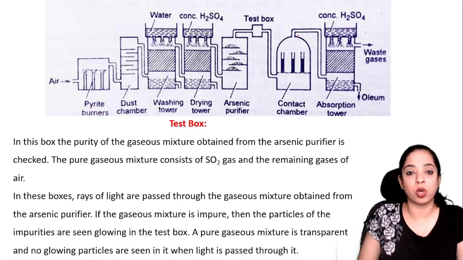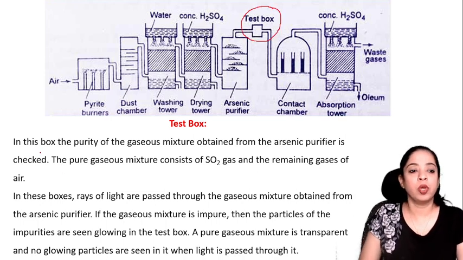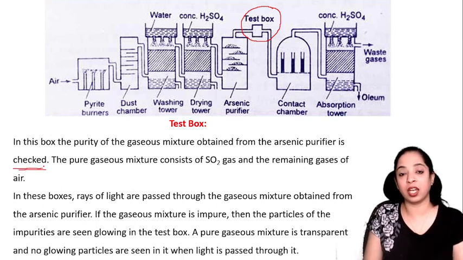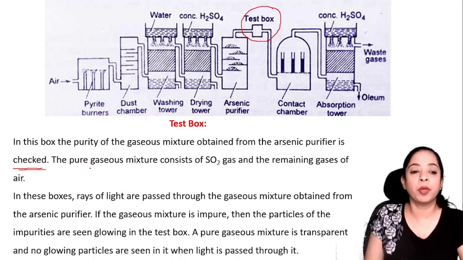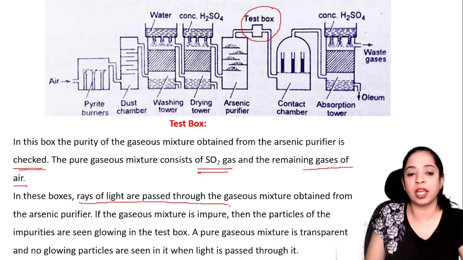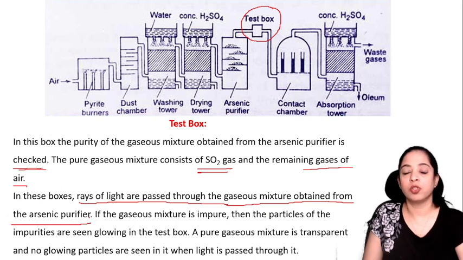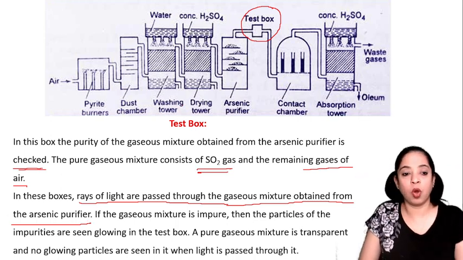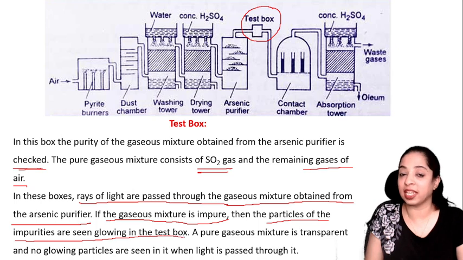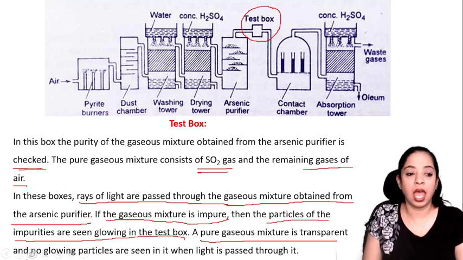Okay. Now comes the test box. Here is the test box. In this box, the purity of the gaseous mixture obtained from the arsenic purifier is checked. Now how is the purity checked? The pure gaseous mixture consists of SO2 gas and the remaining gases of air. In this box, rays of light are passed through the gaseous mixture. If the gaseous mixture is impure, then the particles of the impurities are seen glowing in the test box. A pure gaseous mixture is transparent and no glowing particles are seen in it when the light passes through it.